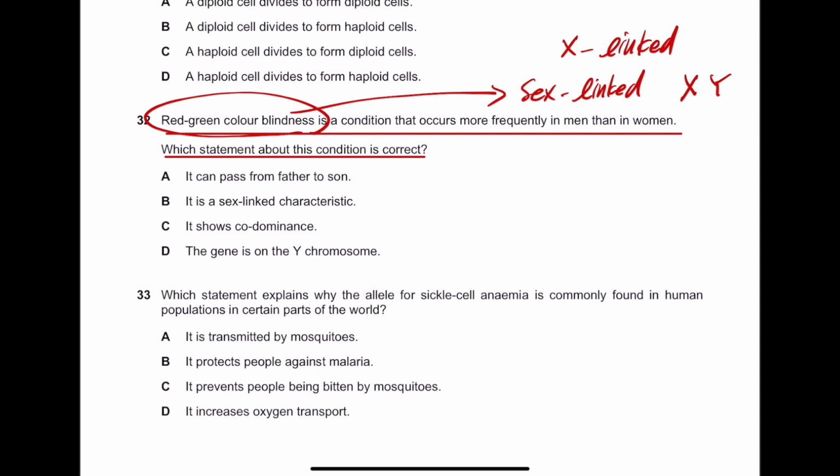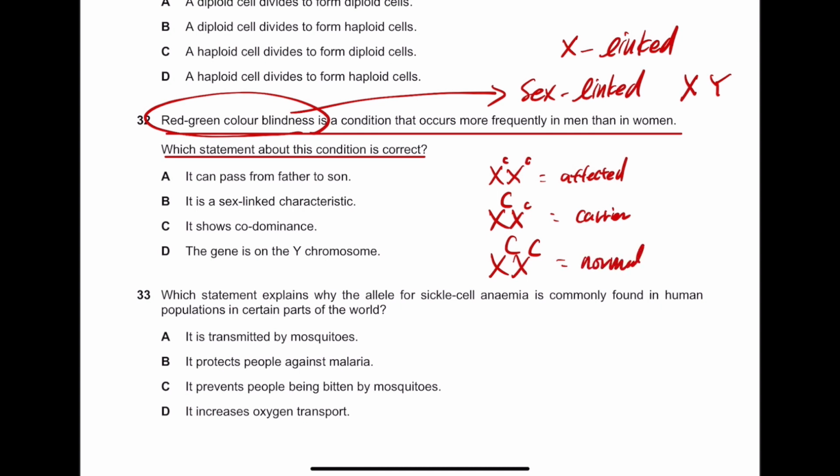So for females to have this red-green color blindness, they would need to have two recessive genes. If they have one dominant allele and one recessive allele, they are called carriers. They're normal, but they carry the gene that can cause the color blindness. If they have two dominant alleles, then they are normal.